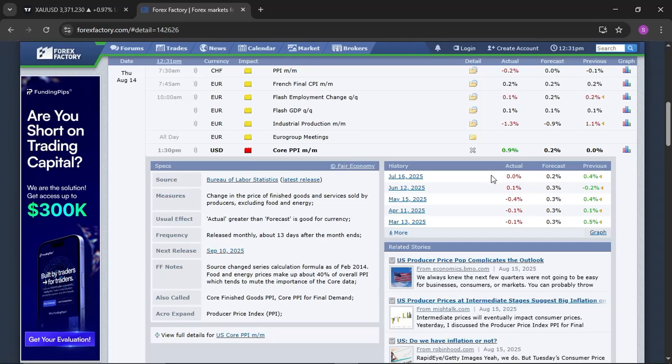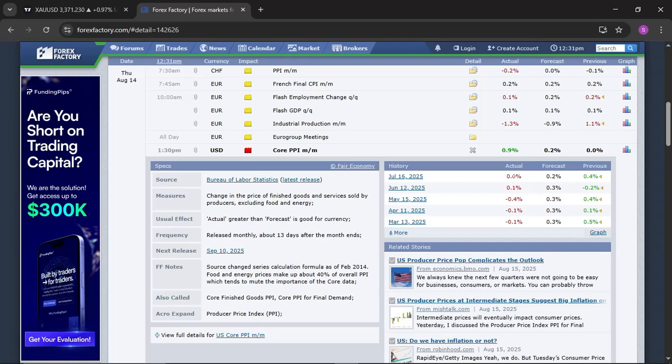Now let me give you a shortcut. If you open your file, and you see actual greater than forecast, and you are confused, just wait for this actual data to come out. If the color of the actual comes red, that means the data comes out negative, you buy gold. If this color comes out green and the effect is actual greater than forecast is good for currency, just sell gold.